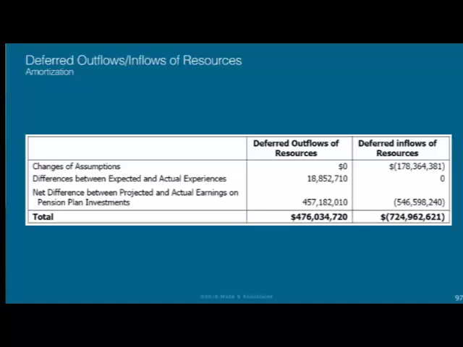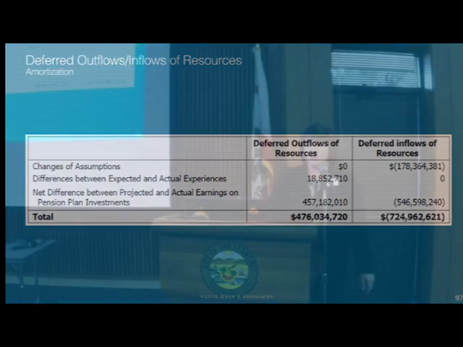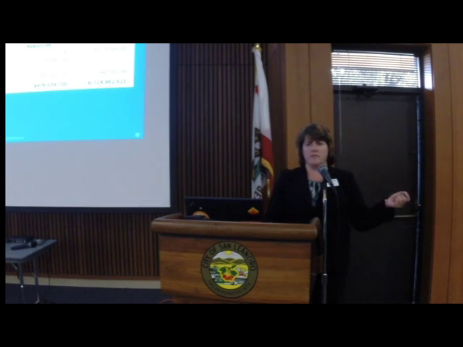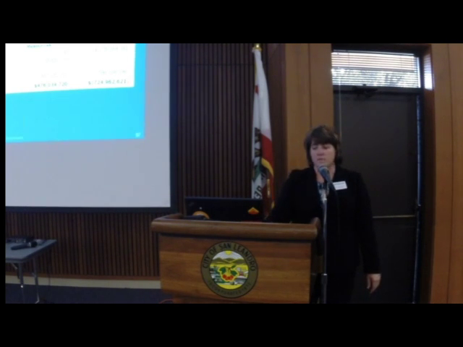So this is the example out of the safety cost sharing plan again. In the safety plan, you can see they've got the change in assumptions, the difference between expected and actual experience, and then the net difference of actual earnings on pension plan investments. You notice that the other two only have one number, because if you remember back to the accounting valuations for measurement date 14, those other amounts were not populated because that was year 1. The only amount that had a population was the net investment deferred inflow or outflow.